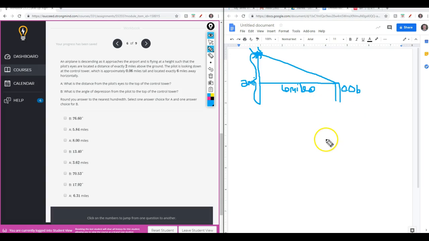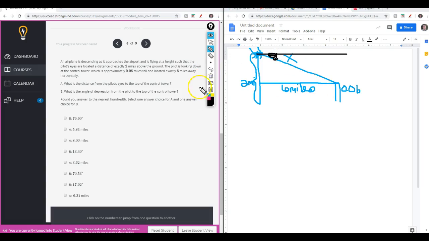All right. It wants to know what is the distance from the pilot's eye to the top of the control tower. So from the eye to the top of the control tower, it wants to know this distance. And it wants to know what is the angle of depression from the pilot to the top of the control tower. Okay, so the angle of depression again is from our horizontal line that extends from our eye down to the line of sight. So it's talking about this angle.